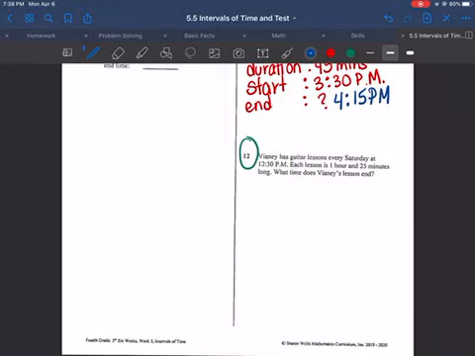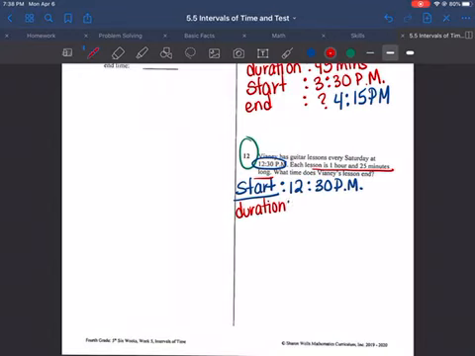Number 12. Vianney has guitar lessons every Saturday at 12:30 p.m. Important. At what time do they start? At 12:30 p.m. Each lesson is 1 hour and 25 minutes long. How long does it take? That is my duration. It takes 1 hour and 25 minutes. So what time does Vianney's lesson end? Stop or end time.